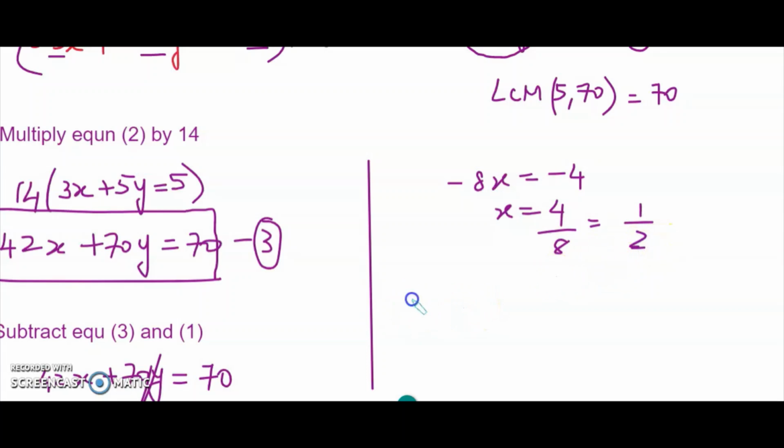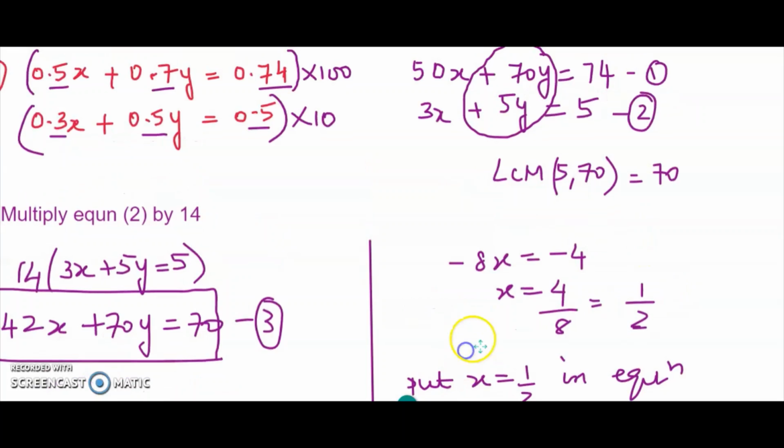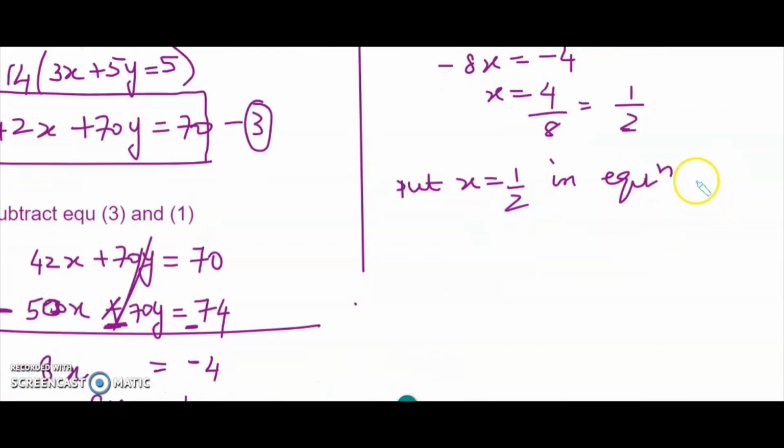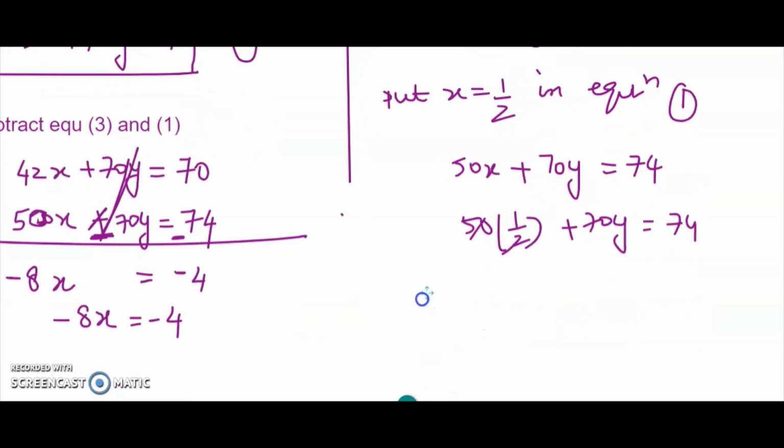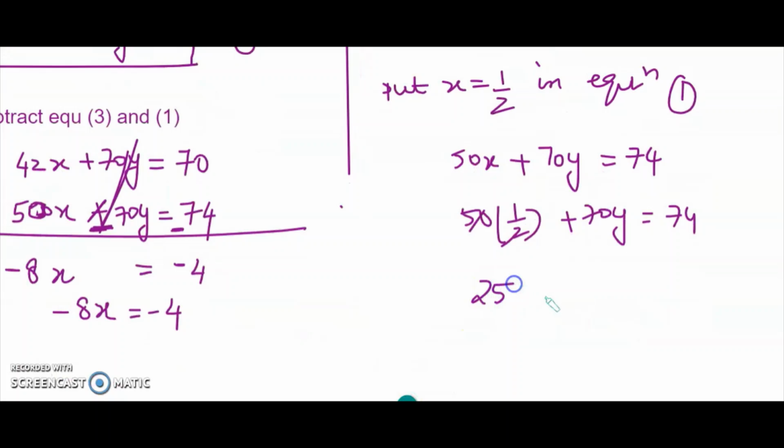Correct? Now put x equals to half in an equation. Which equation should we take? I think it's the first. Let's take this first. So it will be 50x plus 70y equals to 74, which is 50 times half plus 70y equals to 74. This cancels off. 25 plus 70y equals to 74. Beyond this, I'm leaving it for you to solve and get your y. Okay.